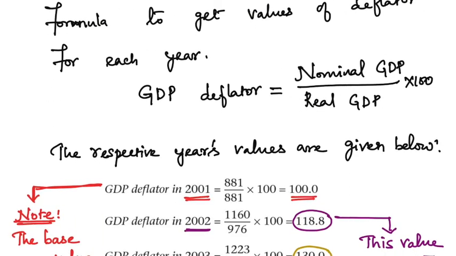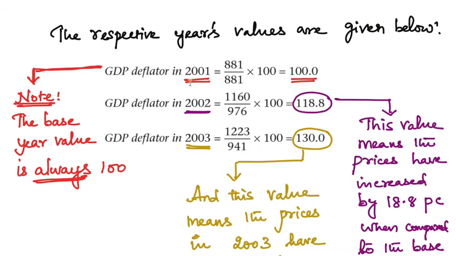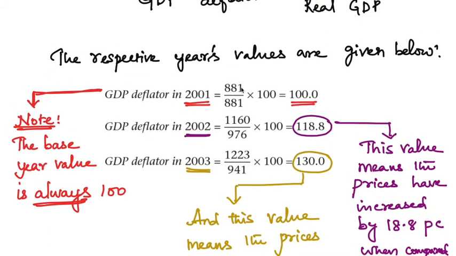Now we can use the GDP deflator formula to get values of deflator for each year. So we are using this formula. GDP deflator is equal to nominal GDP divided by real GDP multiplied by 100. So the respective years values are given below. And again, this is taken from the textbook. So GDP deflator in 2001 is basically the nominal GDP value, which is 881, and the real GDP value. The base year value is always 100, because the nominal GDP and real GDP value will be the same in the base year. So what you get is always 100 in base year.